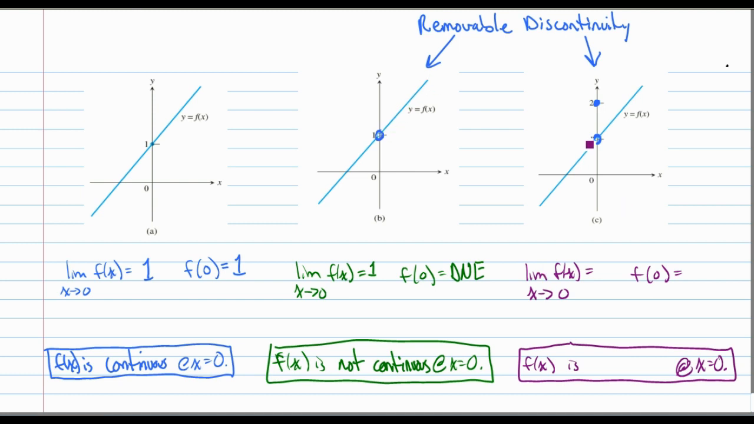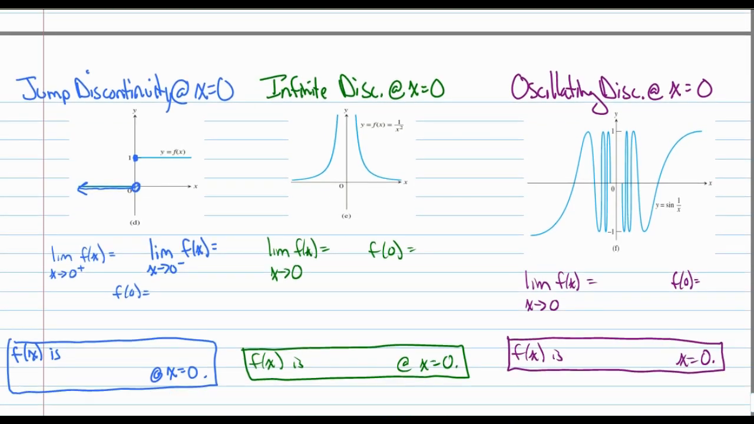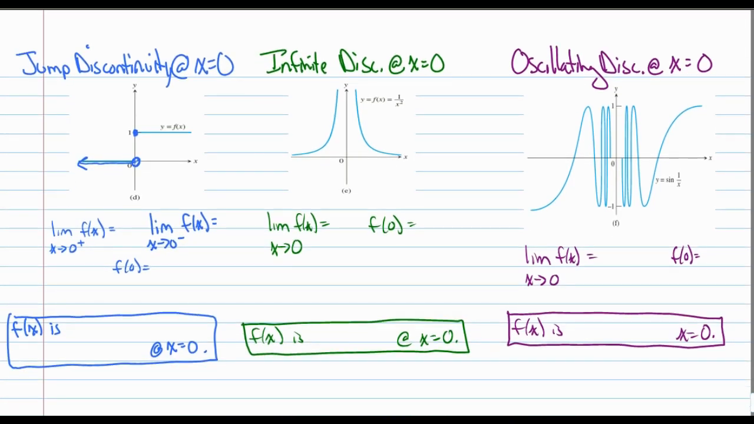In the third picture, the limit as x approaches 0 is still 1. F of 0 in this case does exist, however, the function's value is defined at 2. So f of x is not continuous at x equals 0. So there's a look at some removable discontinuities. Now let's look at some infinite discontinuities or jumps.